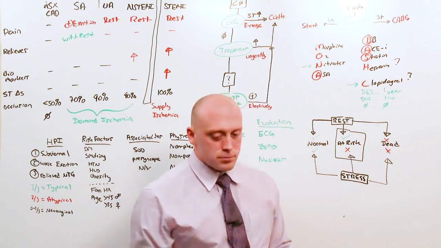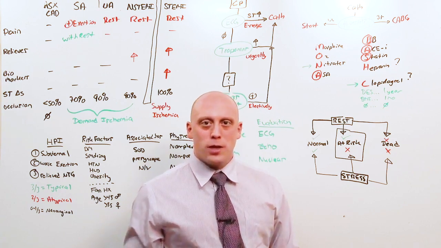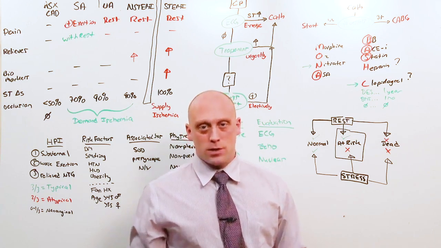And what about the other ones we haven't talked about? Morphine and oxygen. Technically, if you have to use morphine to control their chest pain, mortality increases. It doesn't mean don't give it, it just means they're going to have worse outcomes.